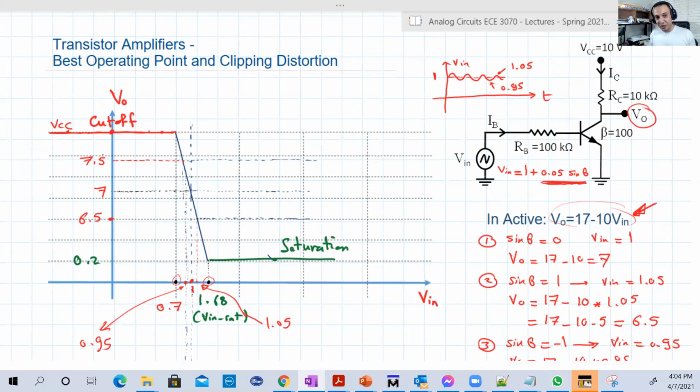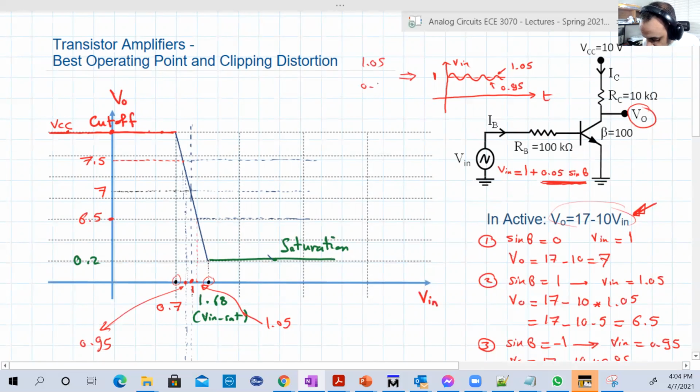Before any continuation, let's check the voltage peak to peak of the input and the voltage peak to peak of the output without even knowing what the output is. First, the input peak to peak is between 1.05 and 0.95. So the voltage peak to peak here is 0.05 plus 0.05, it's 0.1 peak to peak. Look at the output now. The output will change from 6.5 to 7.5. What is the voltage peak to peak here? It is basically this distance. So the output peak to peak is basically 1 volt.